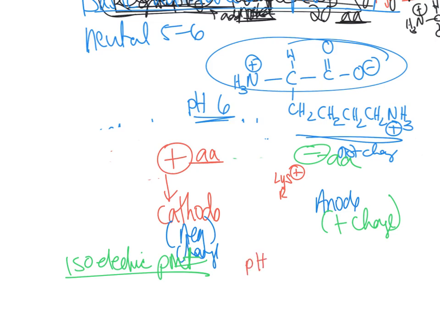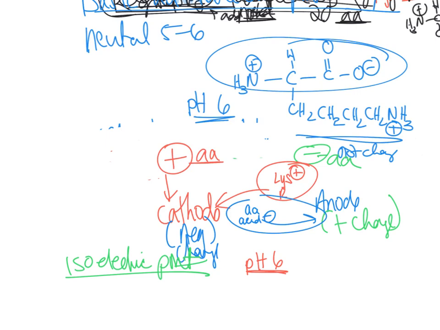This is a pH 6 buffer. All your basic amino acids, with overall charge from the R groups, are going to be attracted to the cathode. And then your amino acids that are acidic will have a negative charge, and they'll be attracted to the anode. And this is how we can separate the different amino acids.